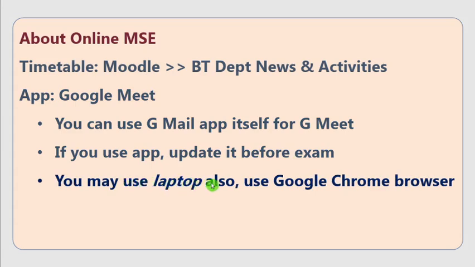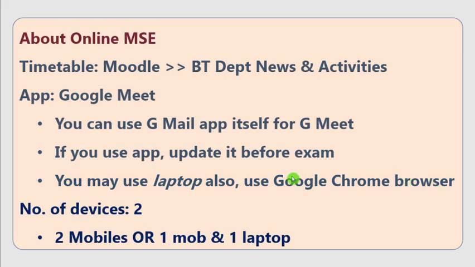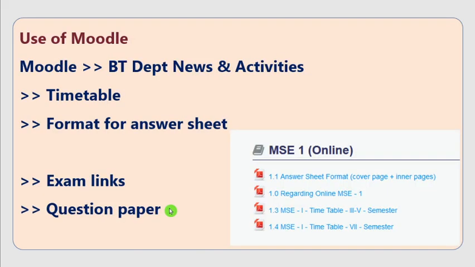Alternatively, you may use a laptop also, but if you're using a laptop, ensure that you use the Google Chrome browser so that you get a good amount of flexible settings. You have to use two devices. This is mandatory. Of the two devices, you can have both mobiles or one mobile and one laptop. So you require internet connection, one way or the other, of which I will give the complete details of how it is used in a while.